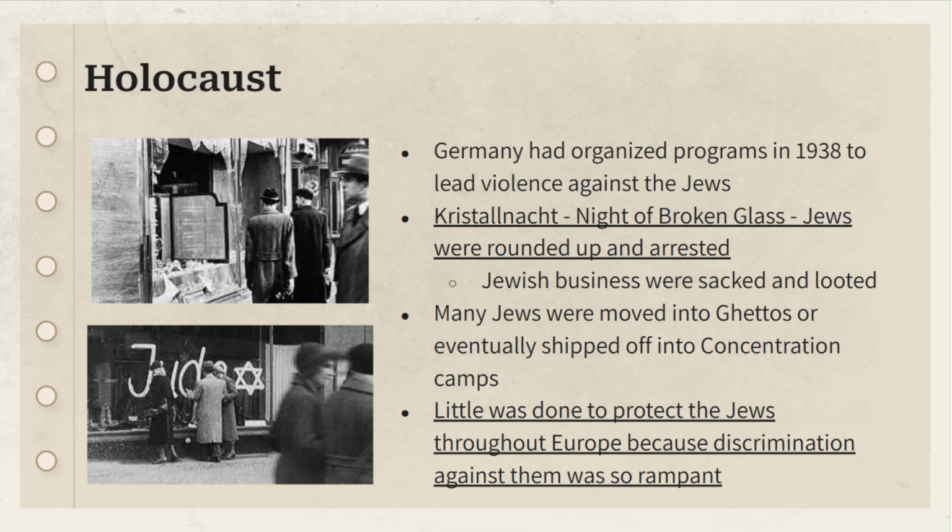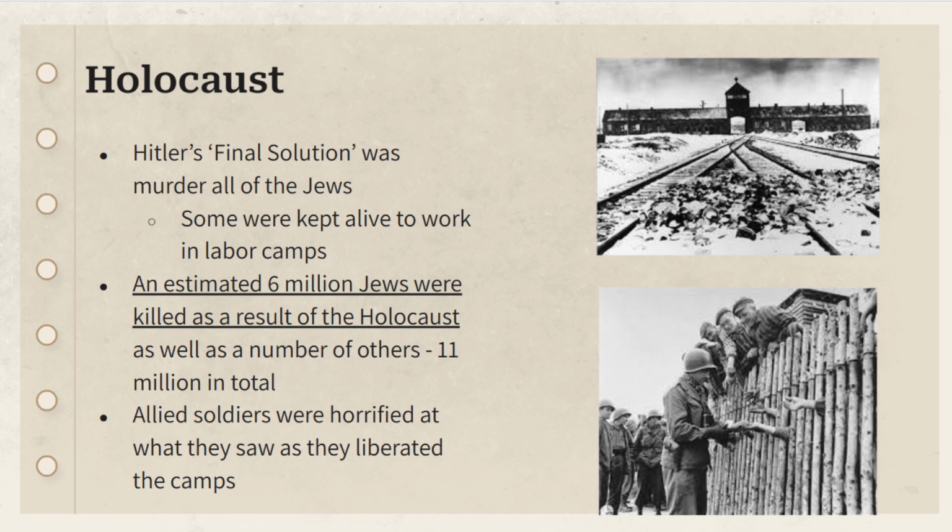They're put into ghettos or shipped off to concentration camps, and really not much is done to protect Jewish people living throughout Europe because the discrimination against them was just so rampant in everyday life. They had historically been a very unpopular group in Europe. And as we know, Hitler's final solution to this problem was to get rid of them, to exterminate that entire race of people. So this leads to the death of almost 6 million Jews.